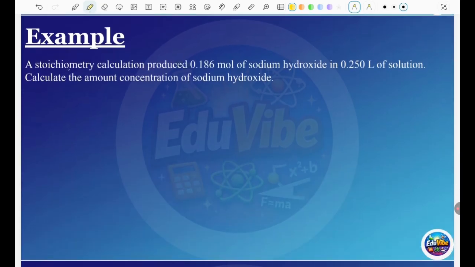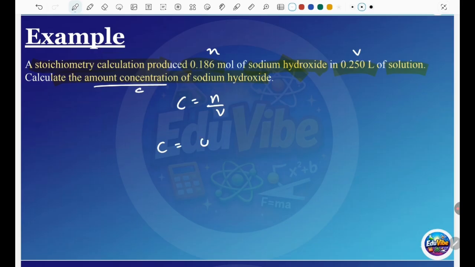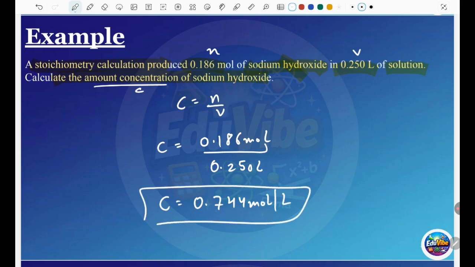The first example says a stoichiometry calculation produces 0.186 mole of sodium hydroxide in 0.250 liter of solution. Calculate the amount concentration of the sodium hydroxide. You have to find the c, you have n, and you have V. This is a direct question. So the concentration c is equal to n upon V. n is given to you, 0.186 mole divided by 0.250 liters. When you solve this, you get about 0.744 moles per liter, or you can write it as 0.744 big M.